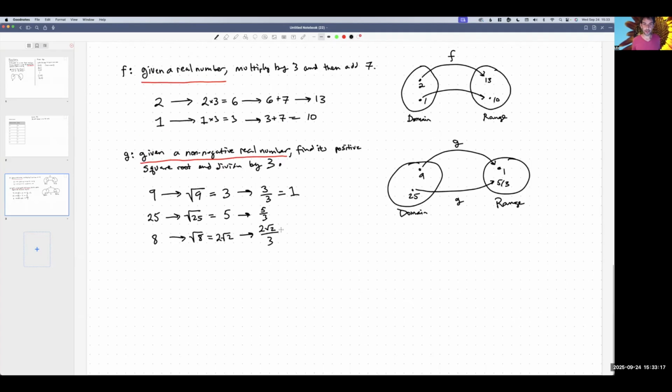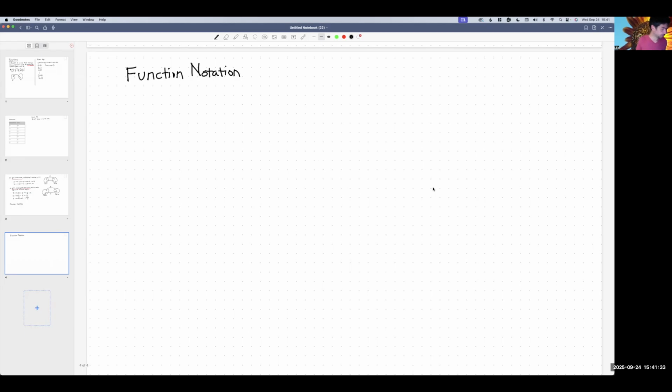So we have another way to represent functions that we'll talk about now, which is called function notation. Function notation takes that rule, like multiply by 3 and add 7, and gives us another way to write it. So I had called that function f. And what we do is next to the name of the function, we put a set of parentheses.